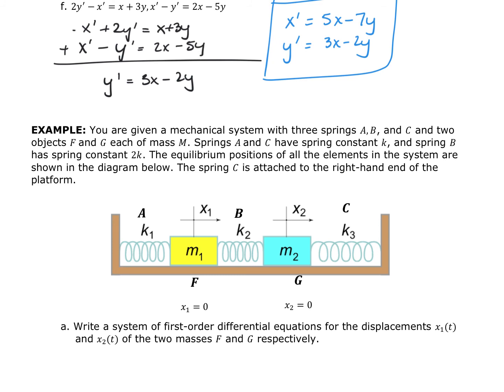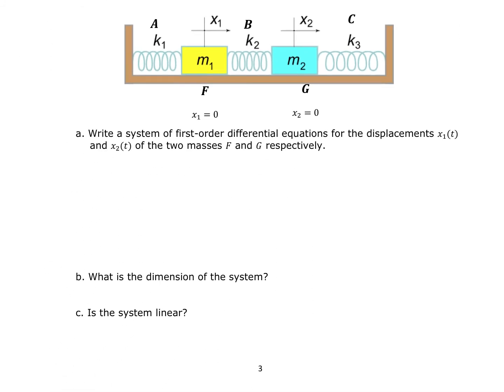Write a system of first-order differential equations for the displacements x sub 1 of t and x sub 2 of t of the masses F and G, respectively. So we know that k sub 1 and k sub 3, because they tell us from up above that springs A and C have a constant k, so k sub 1 equals k sub 3 equals k. And we also know that k sub 2, this middle one, is equal to 2k. They also tell us that F and G have masses of M, so M sub 1 equals M sub 2 equals M. So that's kind of nice.